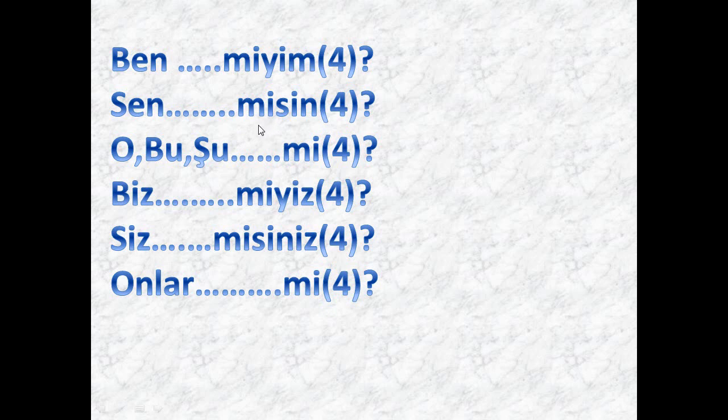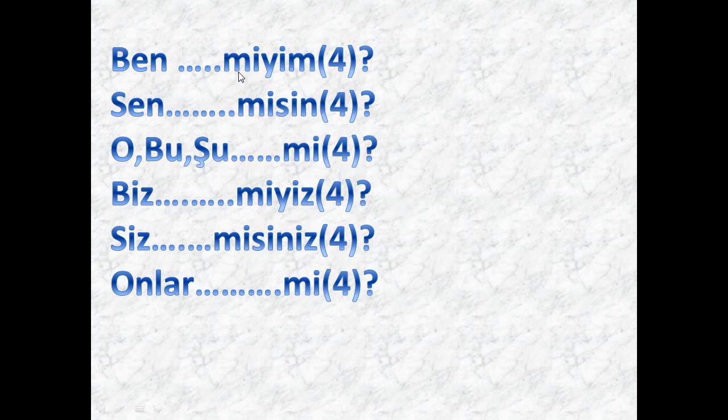Okay, here we have misin, and we have it in four shapes: misin, mısın, musun, and müsün. We have mi already, and we used it in different situations. Miyiz is for biz, and we have miyiz, mıyız, muyuz, and müyüz. We have misiniz in four shapes: misiniz, mısınız, musunuz, and müsünüz, according to the last syllable of the word beside them. And for onlar, which is plural, we don't have a different form. We use mi. I mean, this is not plural, and we don't need to make it plural. But this one is plural, so these ones are different.